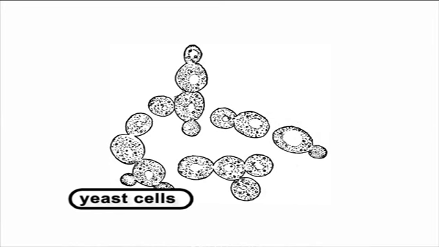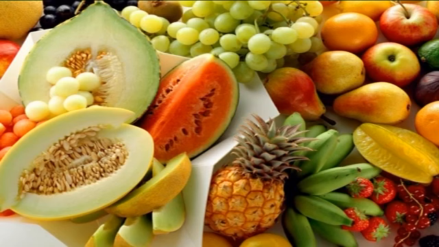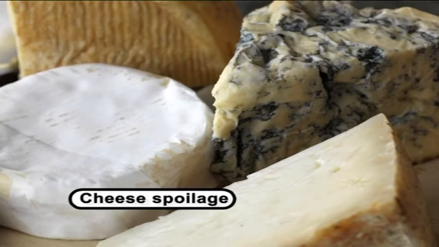It is also used for lactase production from whey and as the organism of choice for producing yeast cells from whey. They are found on a wide variety of fruits and also cause cheese spoilage.